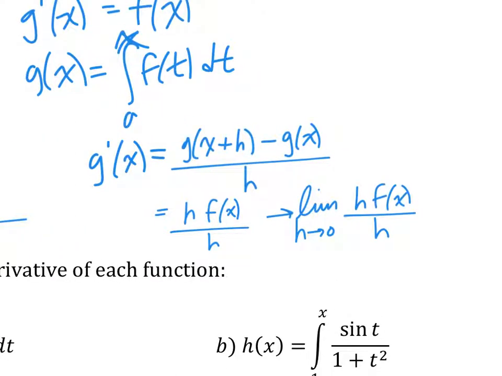So then that h cancels, and then we just have f of x. So therefore, g prime of x is equal to f of x. The derivative of this area function is that curve itself in terms of x. All right, so that is the second part of FTC, part 1. We are going to now use it.